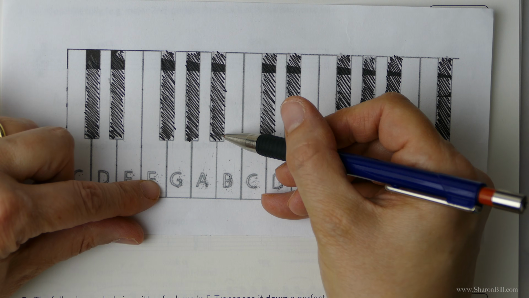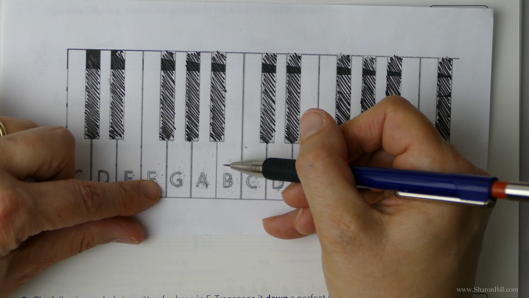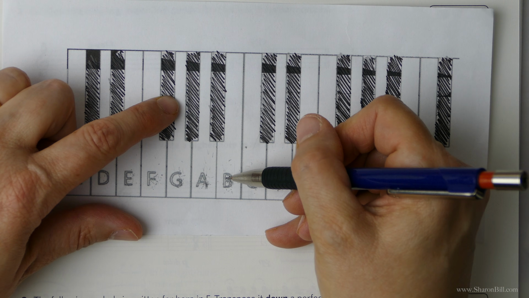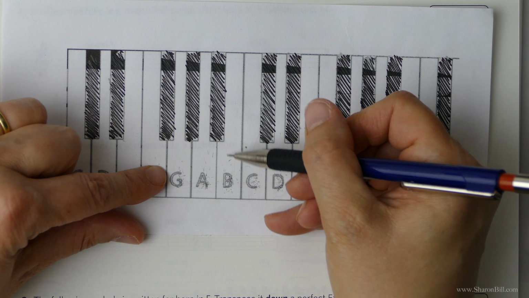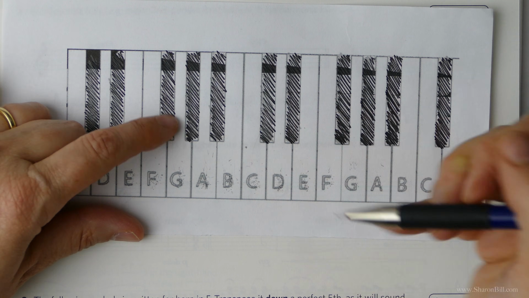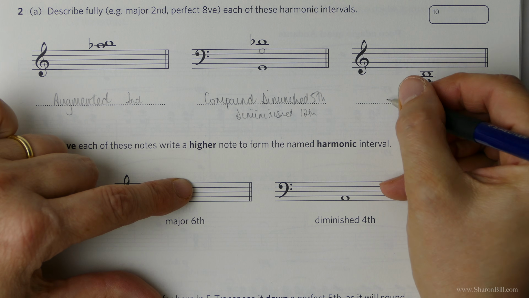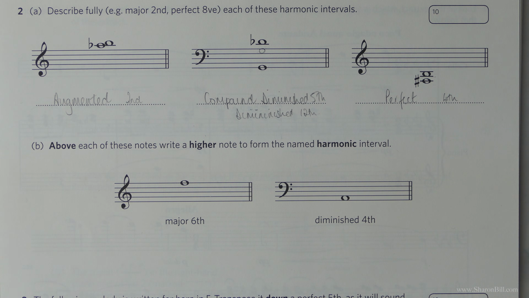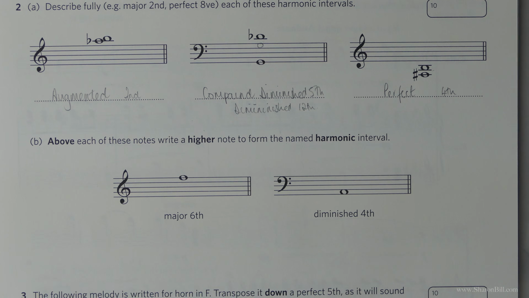So F sharp to B. There we go, that's it, I'm losing track where I am. F sharp to B, perfect. F to B flat, perfect. And you can see you've just parallel moved it. So there we go, perfect fourth. Now then, same thinking along these same lines here.